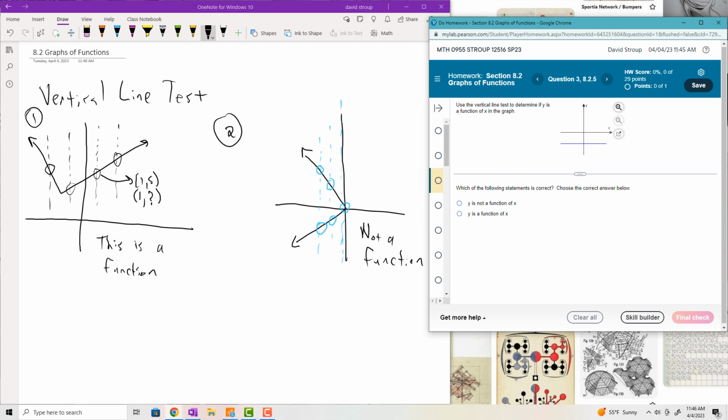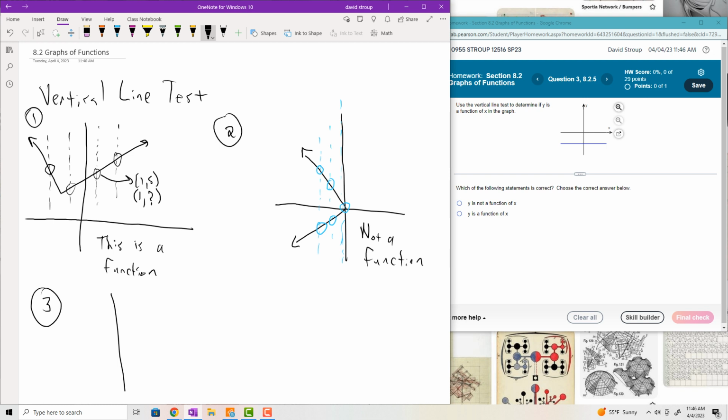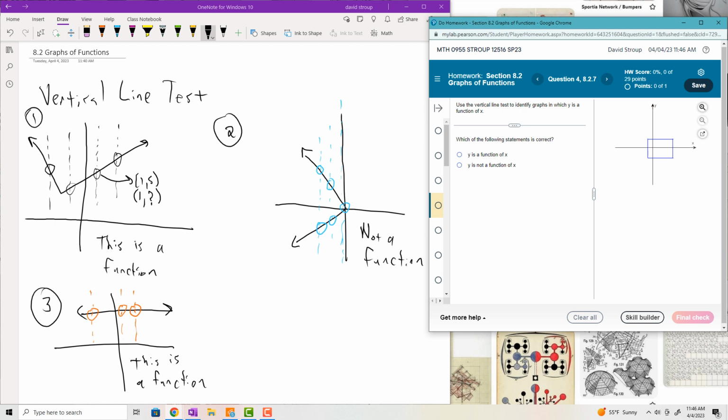Number 3 is a little tricky. It's just a horizontal line. And of course, if you drop a vertical line anywhere onto this horizontal line, it's only going to hit it in one place. So it is a function. This is a function. So it's a bit weird, but you can get graphs that are like this.